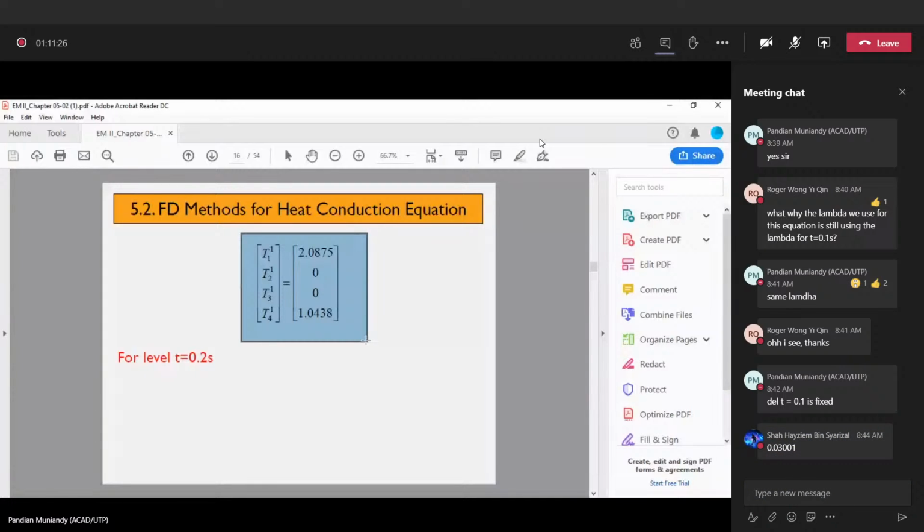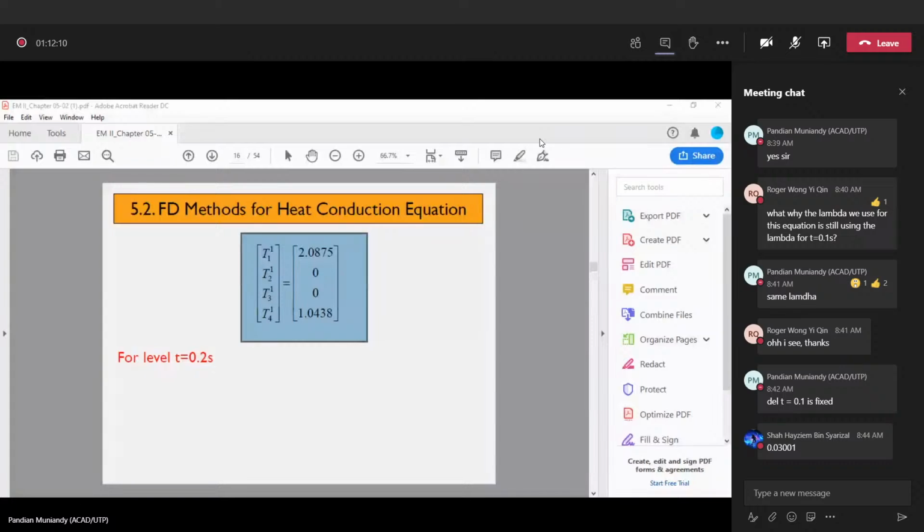So anyone? T32. Easy to calculate. Yeah, very fast. Yes, Shah already answered. Anyone can verify, validate, test the answer, please? 0.03001. Yeah, can you check, please? Roger? Yeah, Roger, waiting for you. 0.020875 multiplied by 1.0438. Yes, please.